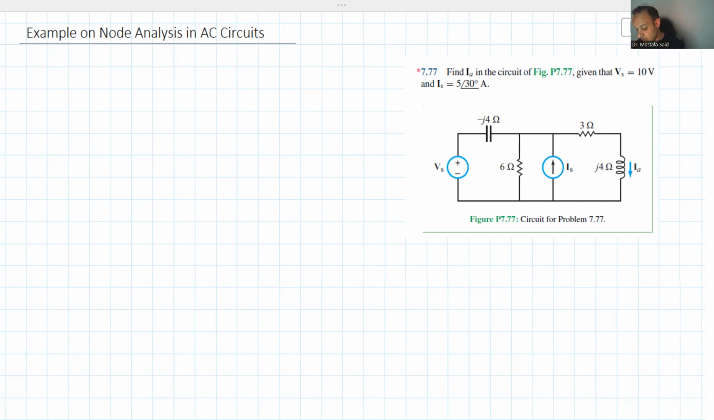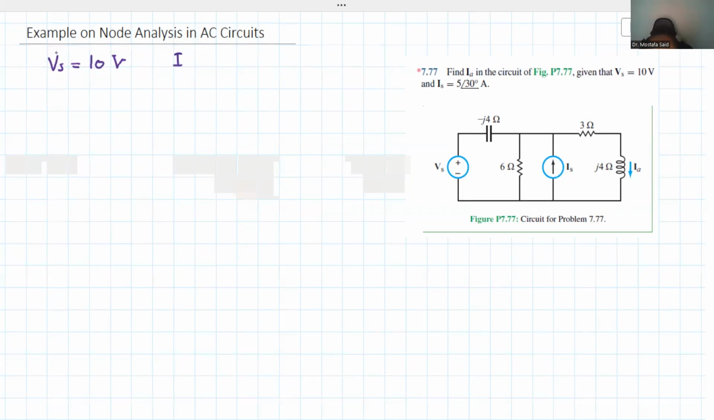We have a capacitor with a reactance of minus J4. We have an inductor with a reactance of J4. We have two resistances, 3 ohm and 6 ohms. We have a voltage source and a current source. The voltage source, which is called VS here, has 10 volts. And as you see, the angle is 0. When the angle is 0, we don't write it. We just write the volts.